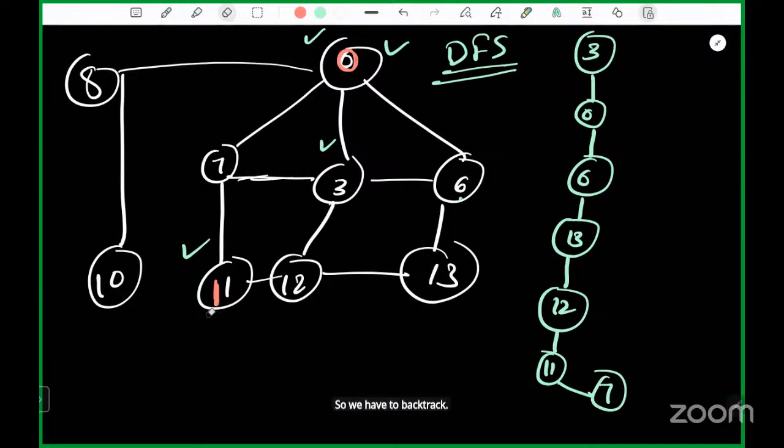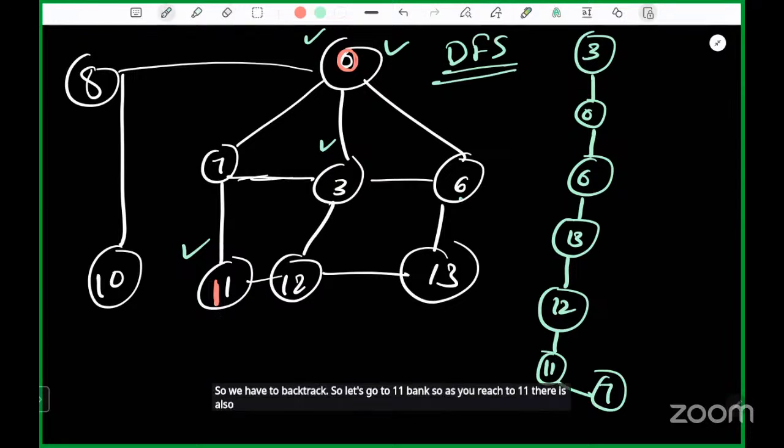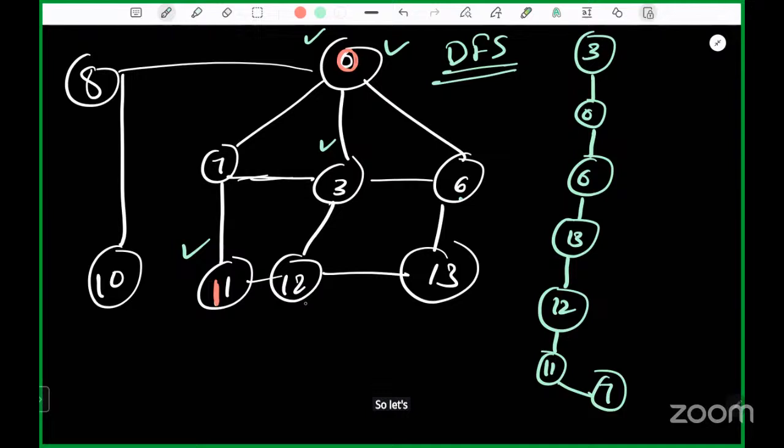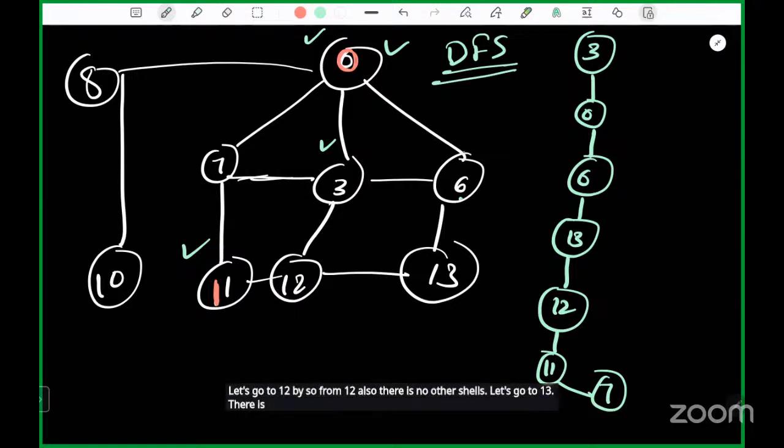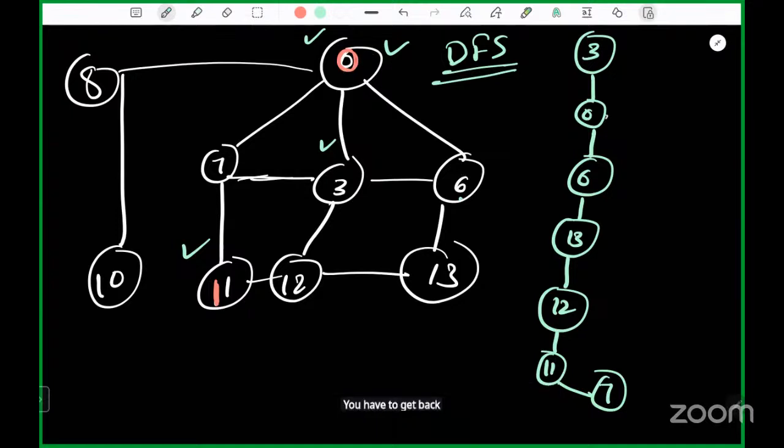So let's go back to 11. As you reach 11, there are no other choices. So let's go back to 12. From 12 also there is no other choice. Let's go to 13. There is no new vertex. Let's go to 6. There is no new vertex. You have to get back to 0 only. At 0, there is one new choice, which is vertex 8. So we can go to 8, and then from 8, we can go to 10. So this is one type of DFS tree.